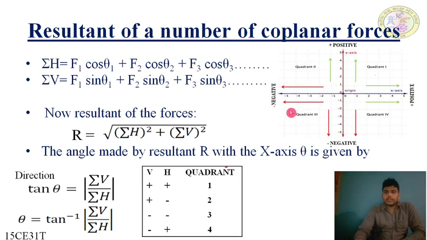We have gone through this particular picture, which shows the quadrant-wise positive and negative signs of the resultant force. If both are positive, it is the first quadrant; minus and plus is the second quadrant; both negative is the third quadrant; and plus and minus is the fourth quadrant.